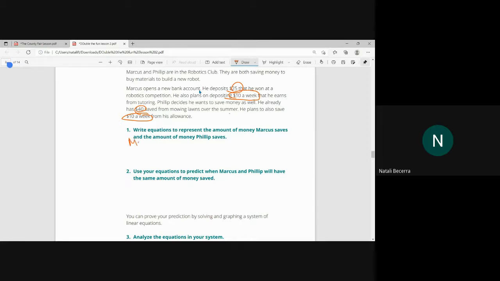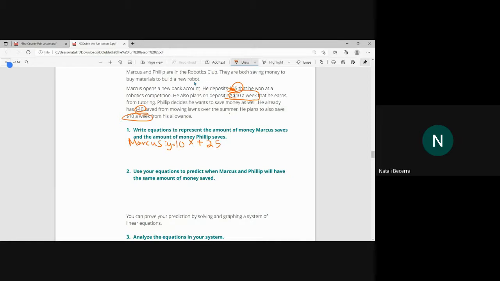So Marcus, we said that he deposited $25. So he is starting with $25. That means that is my y-intercept, right? Then it says that he is depositing $10 a week. So even though it doesn't have the word each, this is kind of common sense. If he's depositing $10 a week, that means that he's doing that each week or every week, right? So that's going to be your slope. So I have y equals 10x plus 25.